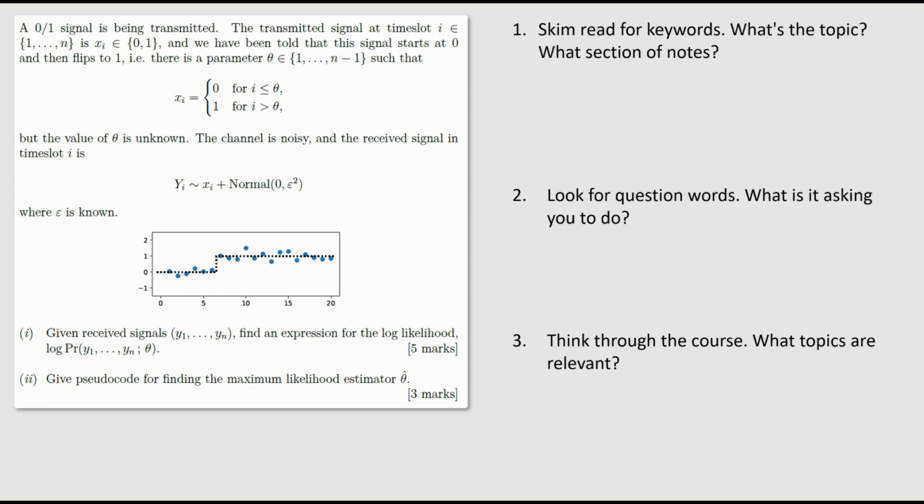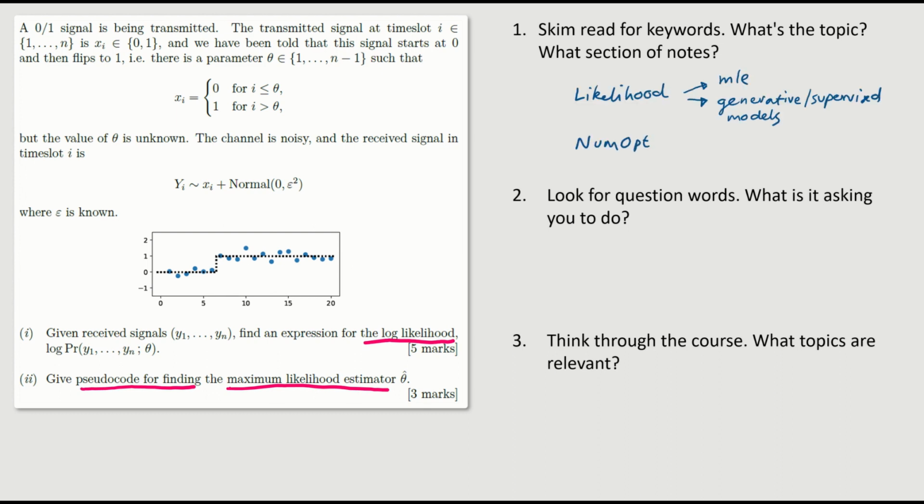Here, skimming through, there's a whole load of specifics about a model, but the generic keywords that I see are log likelihood, maximum likelihood estimator, and pseudocode for finding maximum likelihood estimators. So that tells me it's something to do with likelihood and maximum likelihood estimation and numerical optimization. I may also see the y1 ... and that may put me in the mindset of either generative models or supervised models.